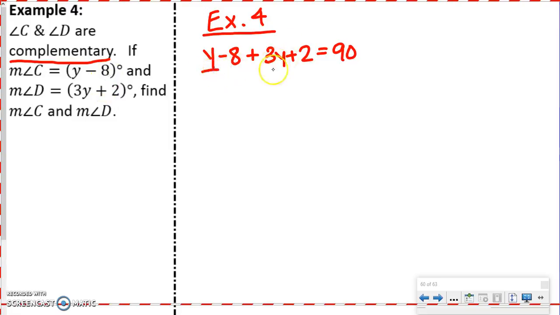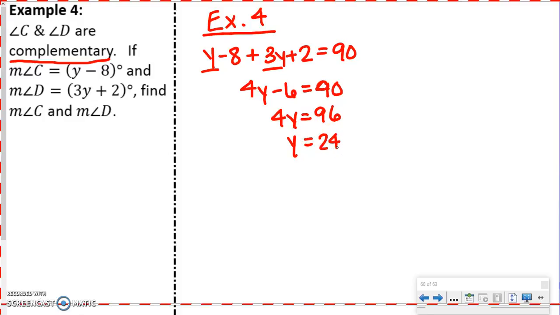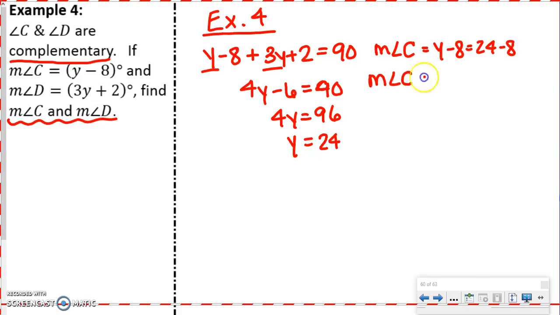All right, so combine like terms, 4y minus 6 equals 90. And we add 6, 4y equals 96. Divide, so y equals 24. Now we're not finished though because they did want us to find the angles as our final answer. So the measure of angle C was y minus 8, which will be 24 minus 8. So the measure of angle C should be 16 degrees.